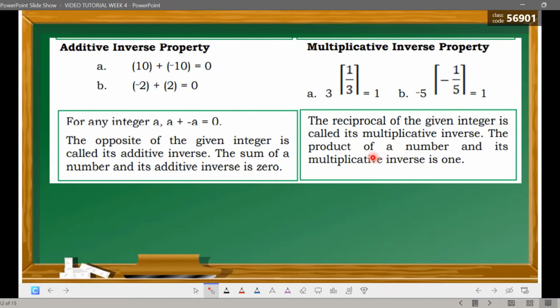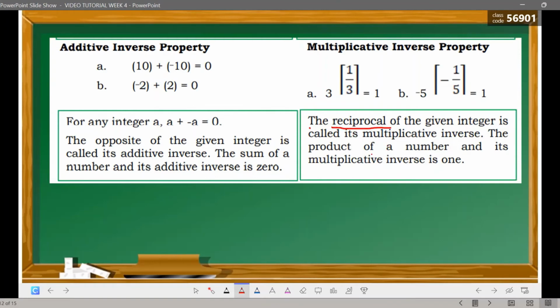Okay, for multiplicative inverse property, the reciprocal of the given integer is called its multiplicative inverse. Okay, reciprocal. Okay, what is reciprocal? Okay, ito siya.